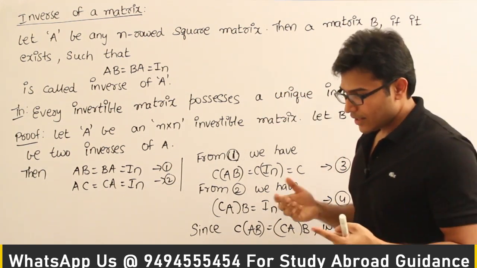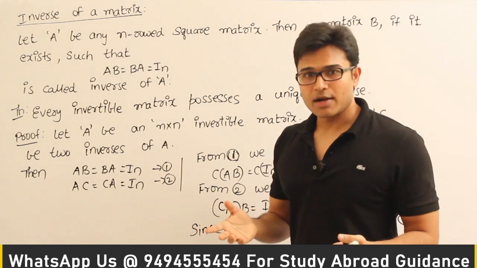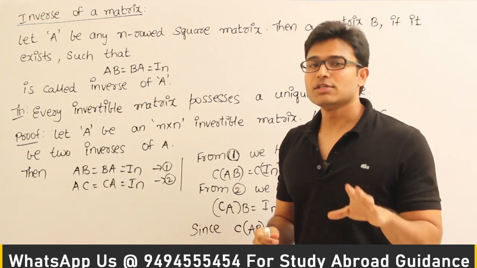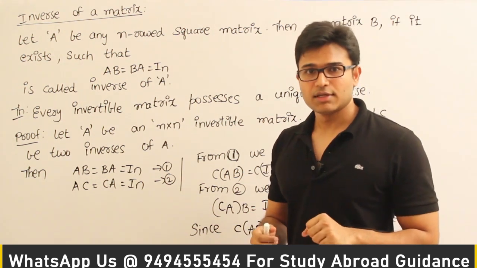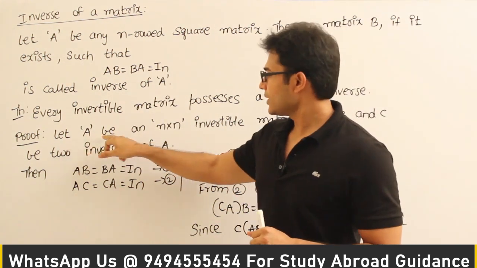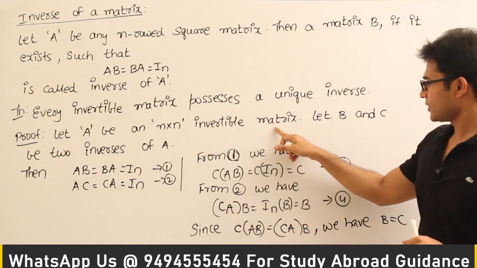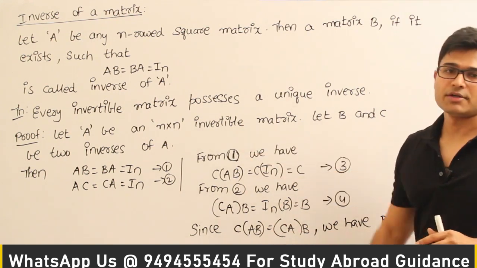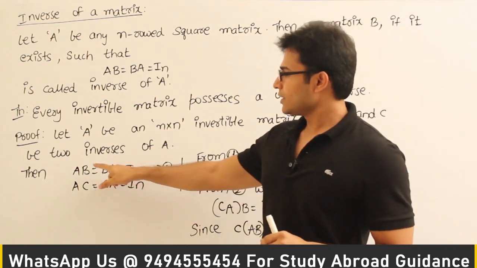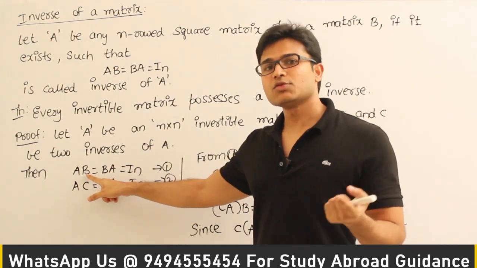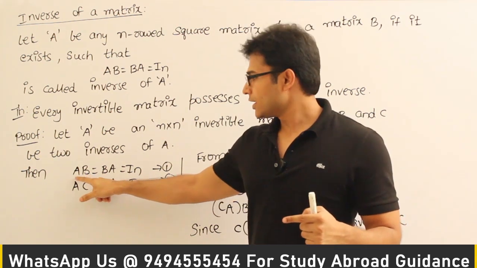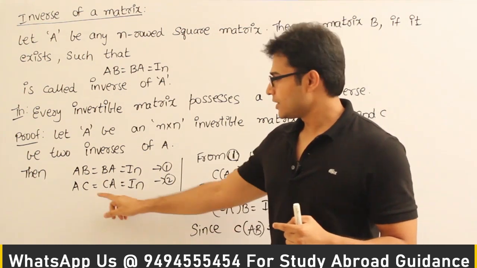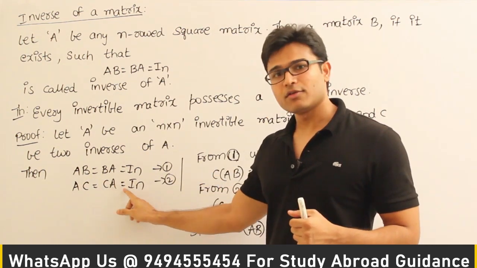See this. Now let us assume that A is a square matrix and there are two inverses for A, which is a contradiction, isn't it? So let us say A is an invertible square matrix and let B and C be two inverses. So I am going by contradiction. Then if B and C are two inverses of A, what can we write? A into B equal to B into A equal to In. Similarly, A into C equal to C into A equal to In.